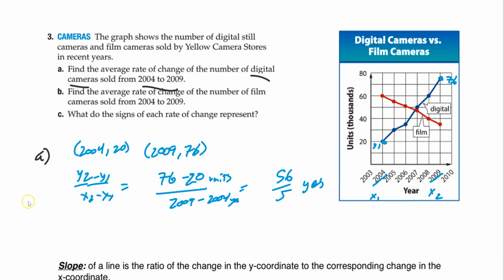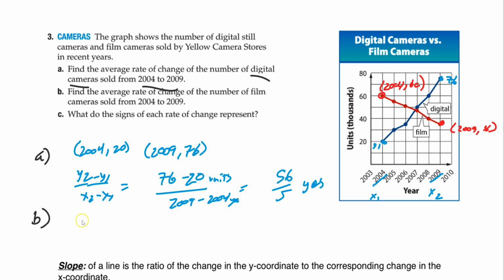Now, B says do the same thing for the number of film cameras sold. People don't use film anymore, so you see it's going down. I'm going to do the same thing, a little faster this time. So right here we're going to have 2004 and 60. And right here we're going to have 2009. And rounding again, 36.